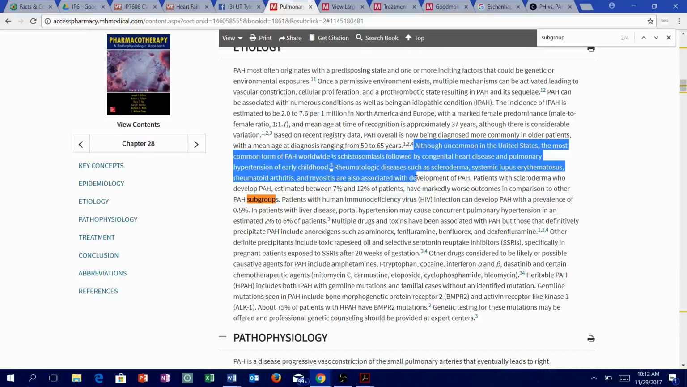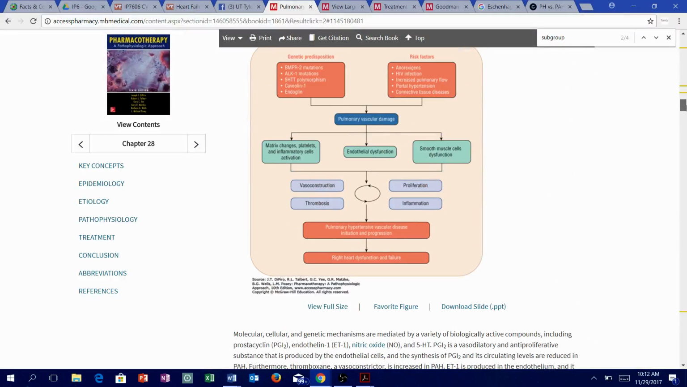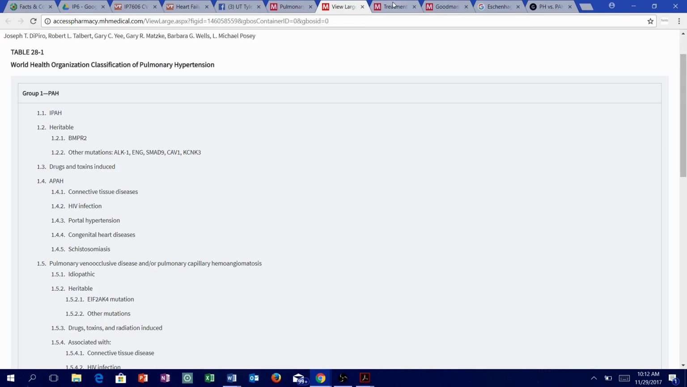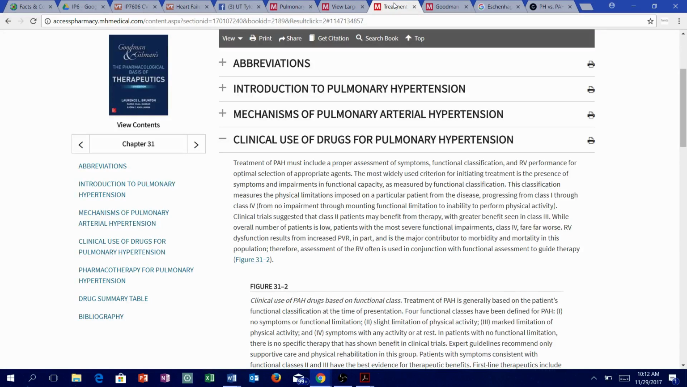Hypokinesis, the walls contract too weakly or too slow. Akinesis, so they're not contracting at all, so the physician can look on the echocardiogram and not see any movement. And then dyskinesis, which is abnormal movement of the walls.